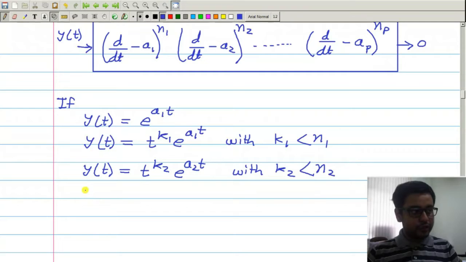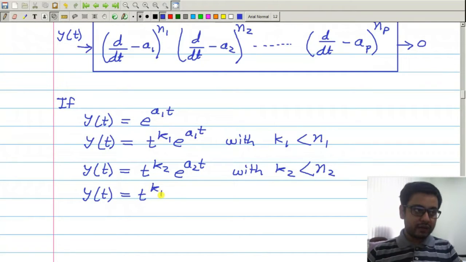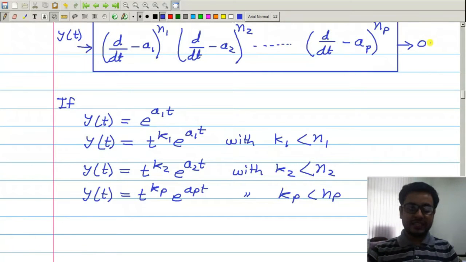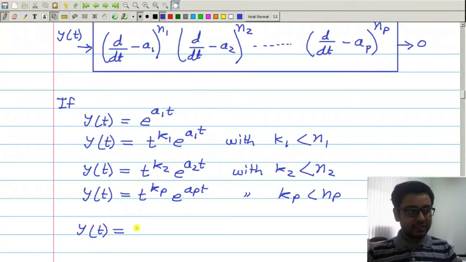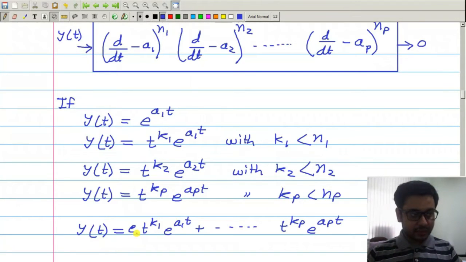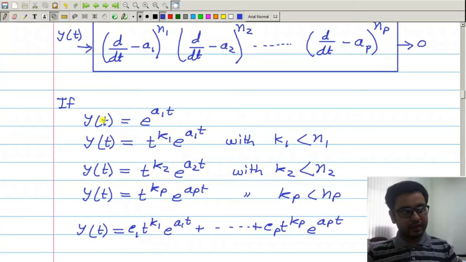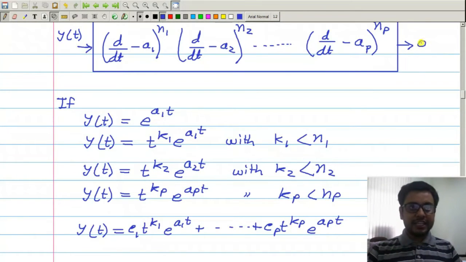So in this way, if you take y(t) equal to t to the power kp e to the power apt, with kp less than np, that will also result in 0. And thus we can say, in general, if y(t) is a sum of all these, like t to the power k1 e to the power a1t plus this term up to t to the power kp e to the power apt, multiplied with some constants c1 up to cp, this will also result in 0. So if you take y(t) to be of any of these forms, the result of this operation is 0.